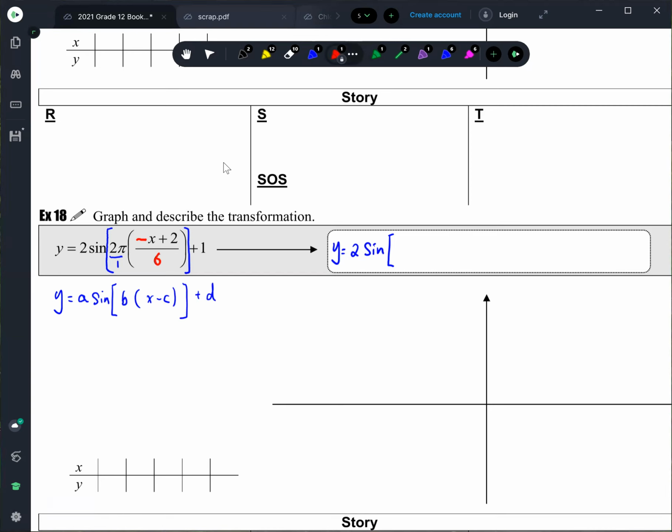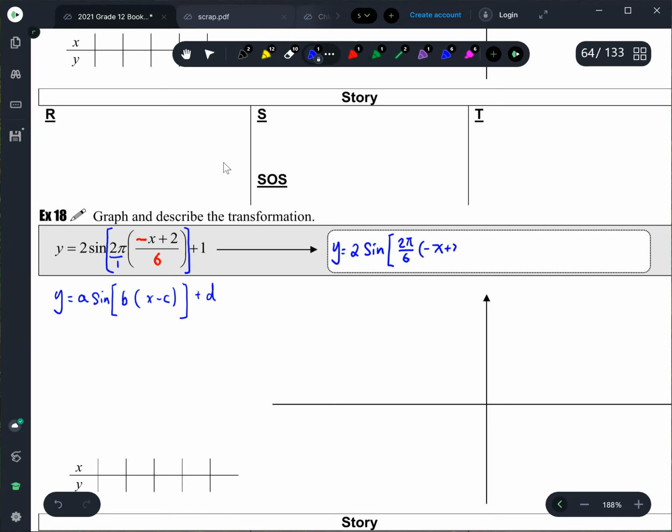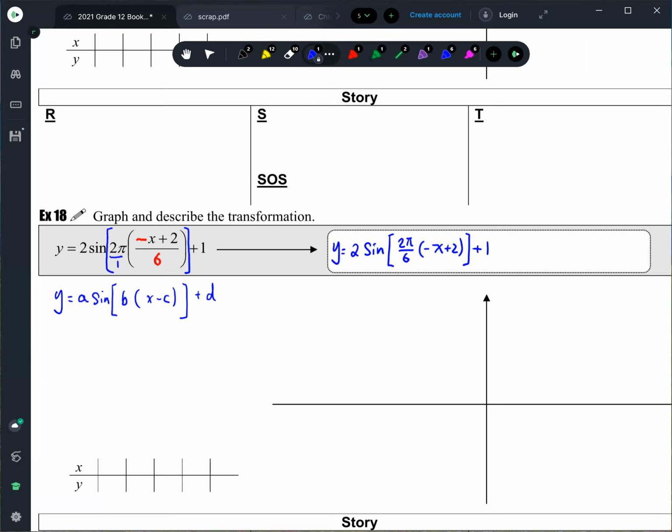So what we're going to do first is to pull out the 6. Rewrite it. Instead of keeping the 6 there, we pull it out and join with the 1 under the 2 pi. So we write it like this: 2 pi over 6, negative x plus 2. So at least now it looks closer to the form we want. You follow so far? All I did is pull out the 6, the denominator.